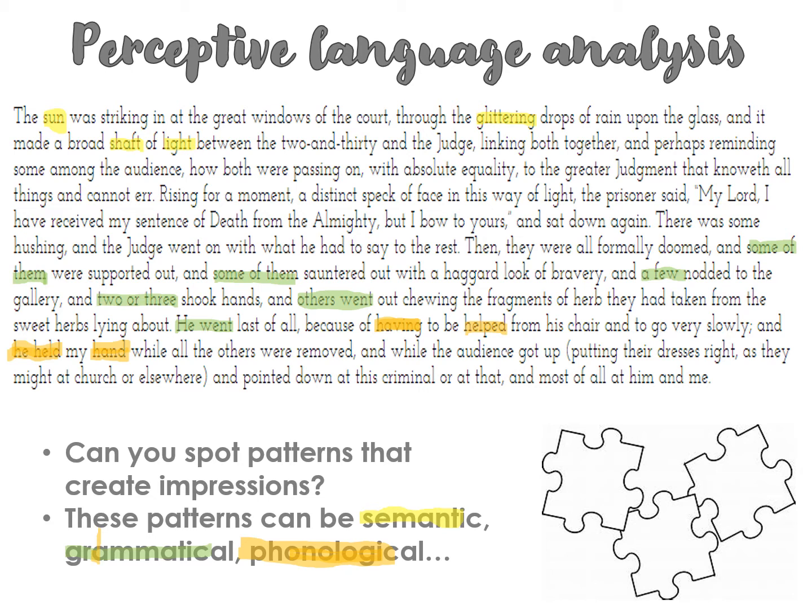Okay, so sun, glittering, shaft, light are all individual words which we could link by having that semantic field of light. What's the impression of that? Well, this light for a moment links together the character of the judge, the jury. It suggests that everybody is moving towards the death which Magwitch is shortly going to experience. It's a moment of hope before a hopeless situation.